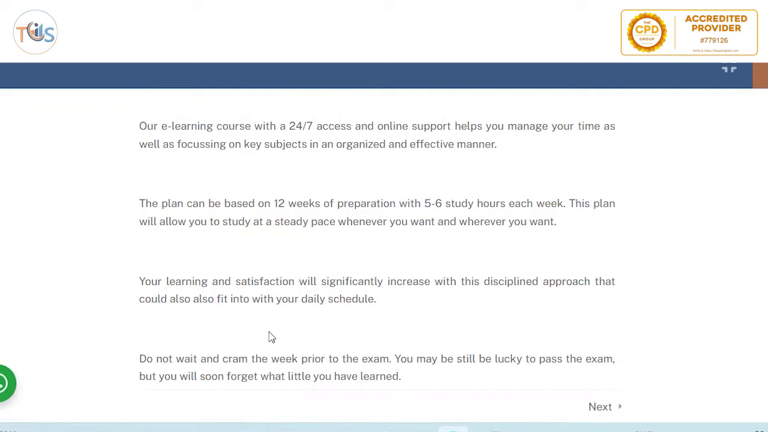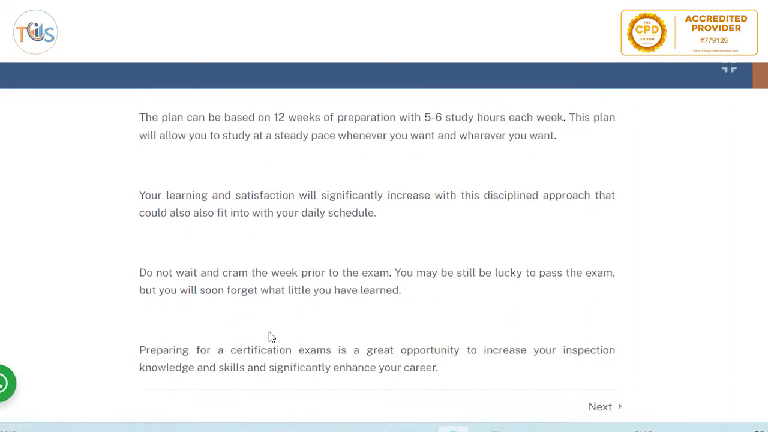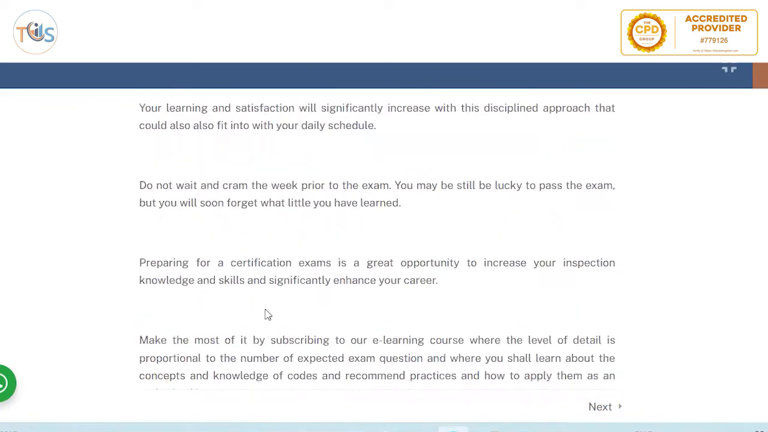This would significantly increase your effectiveness, and it's got a very disciplined approach. If you have a daily schedule, just 1-2 hours a day, that would go a long way during the exam.